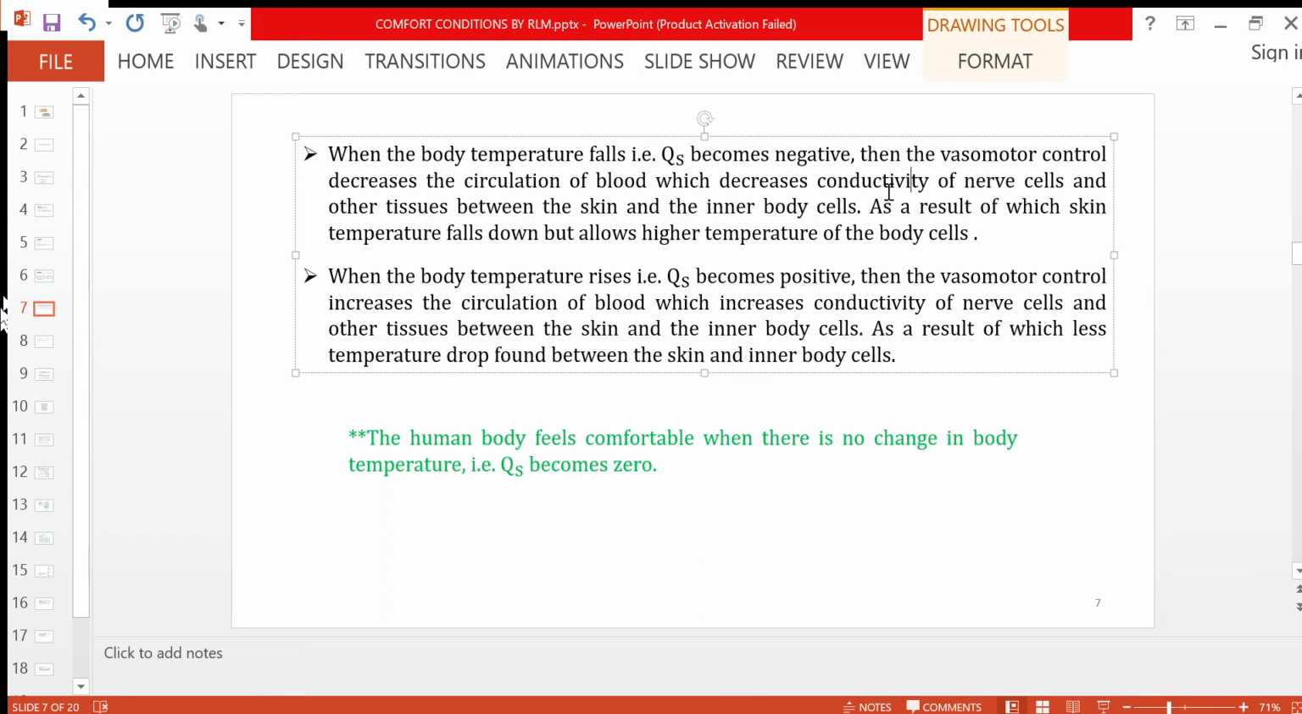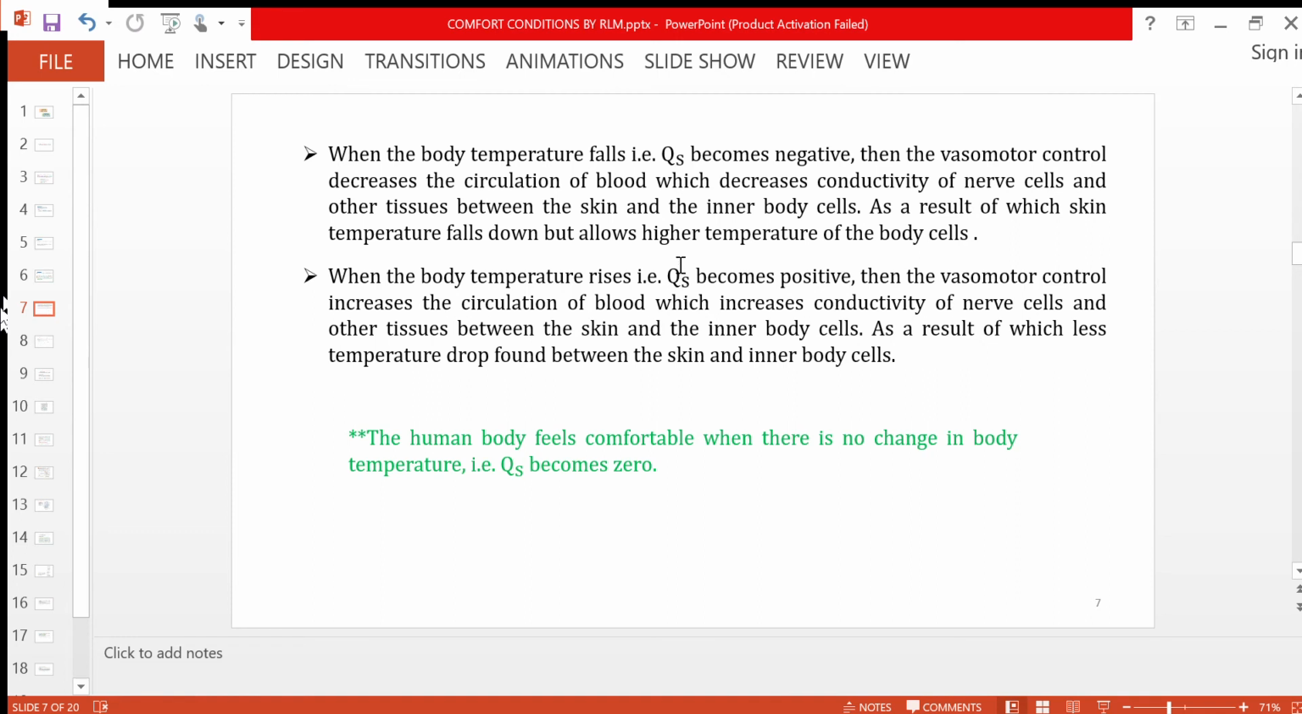Okay, so this will lead to the accumulation of heat inside the body cell, as a result of which the temperature of the inner body cells will start increasing. Once it is maintained, it will increase the blood supply. Similarly, when your body temperature rises, your QS becomes positive, then your vasomotor control increases the circulation of the body, which increases the conductivity of nerve cells and other tissues between the skin and inner body cells.